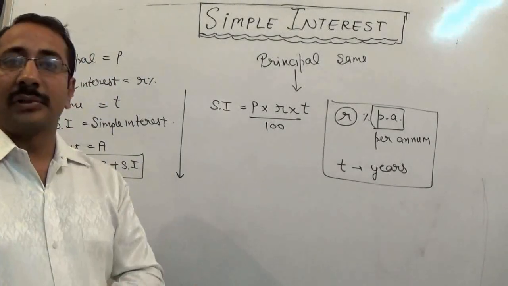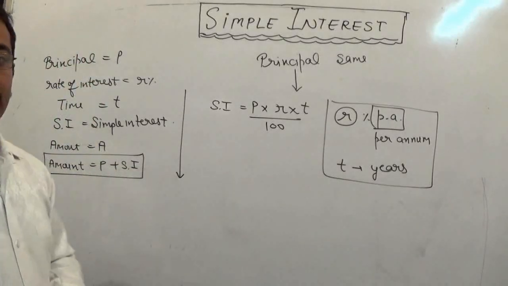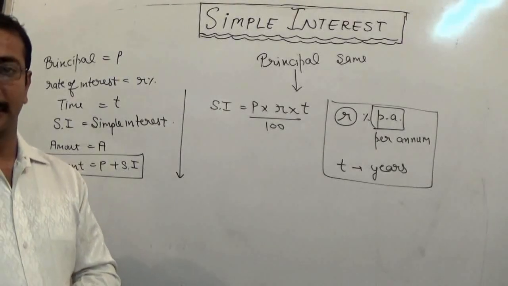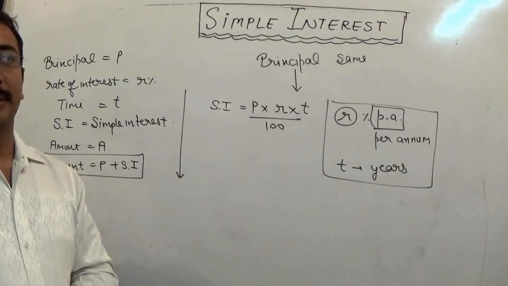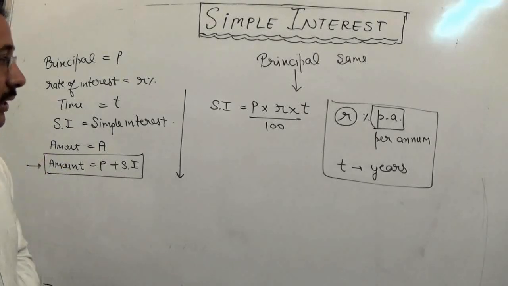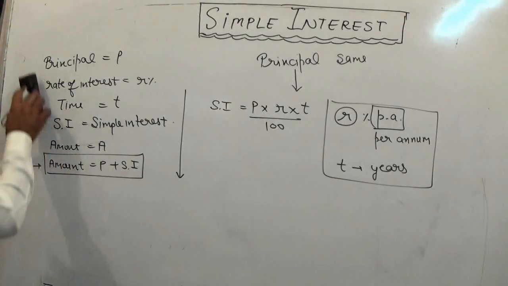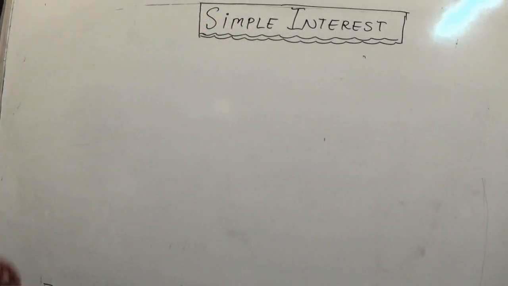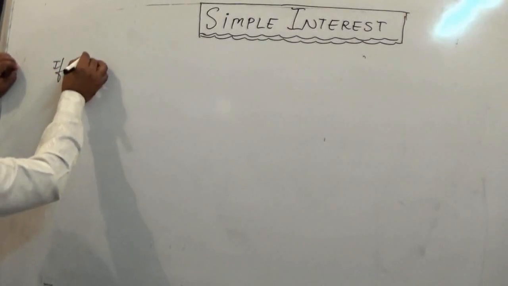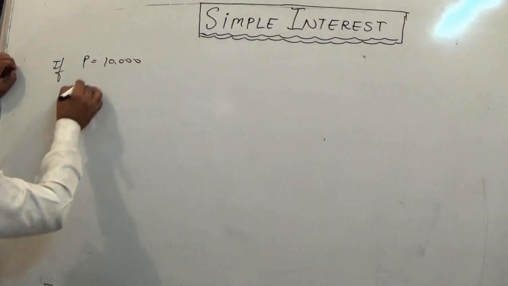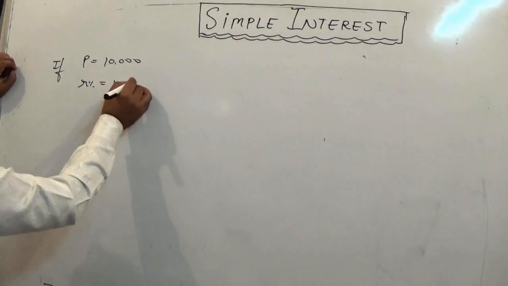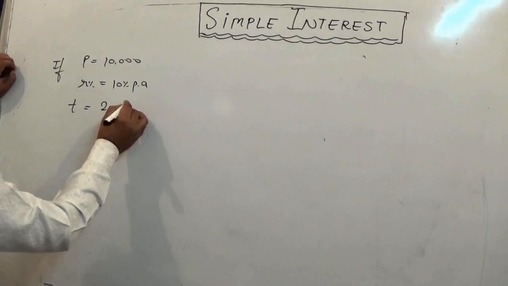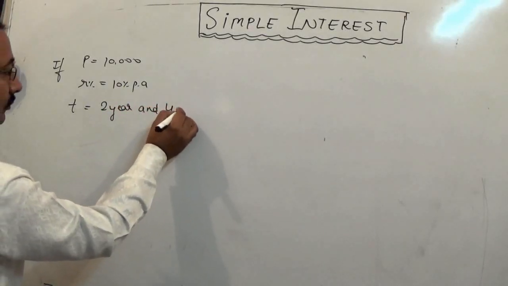The first type of problem that we start with is one in which time is not given in years. Different types of time may be given. It may be given in years and months. It may only be given in months. It may be given in years and days. So first we start with this type of statement. If principal is rupees 10,000, rate of interest is 10% per annum, and in the first case the time is equal to 2 years and 4 months.